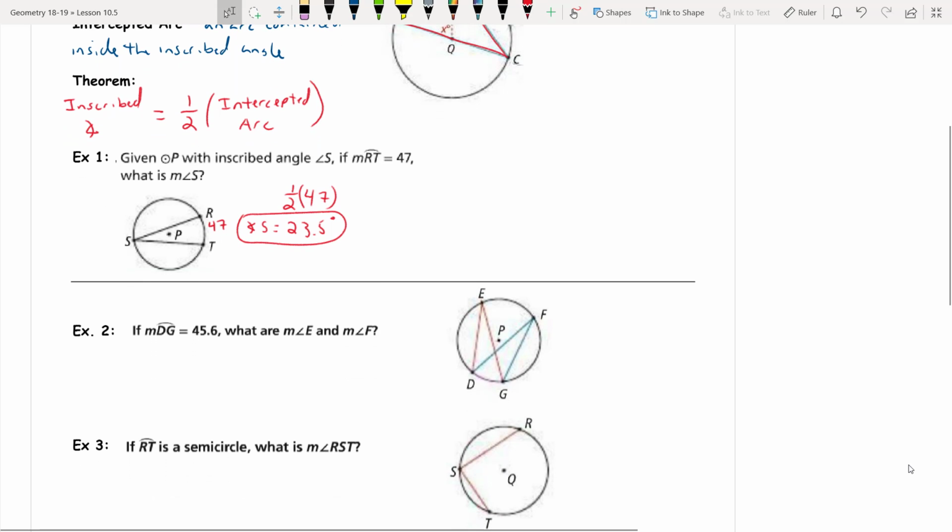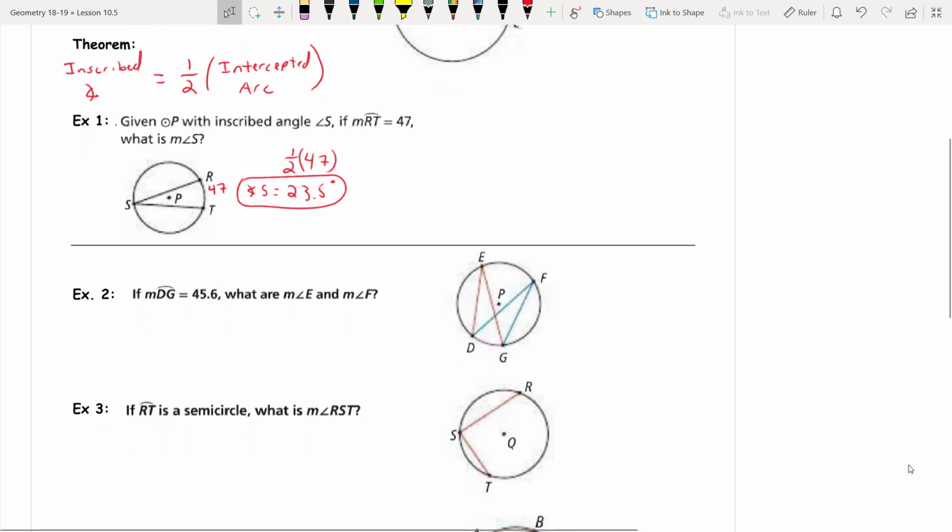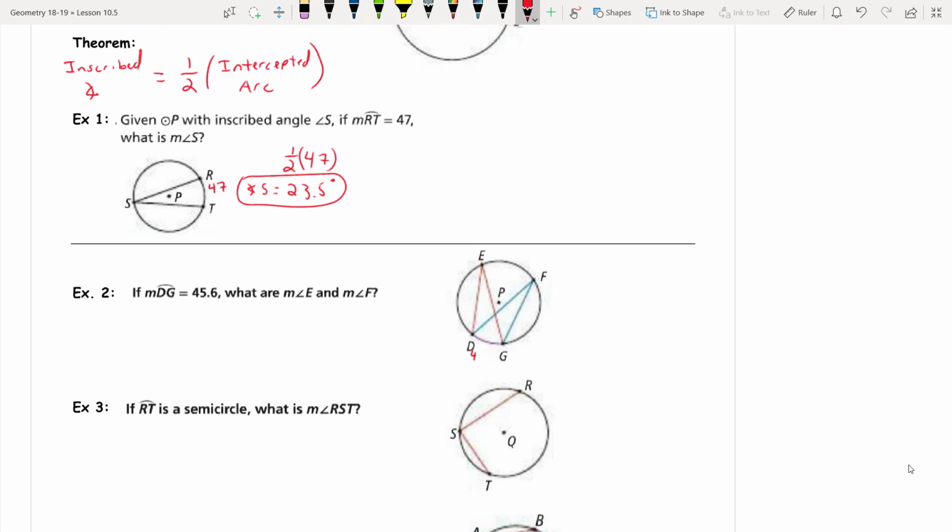So if you look closely here, in example 2, they said DG was 45.6 degrees. And they want to know what are angle E and angle F. Well, angle E is an inscribed angle, and it intercepts 45.6. So I'm just going to cut it in half. Angle E is going to equal half of 45.6, and I end up with 22.8 degrees there.